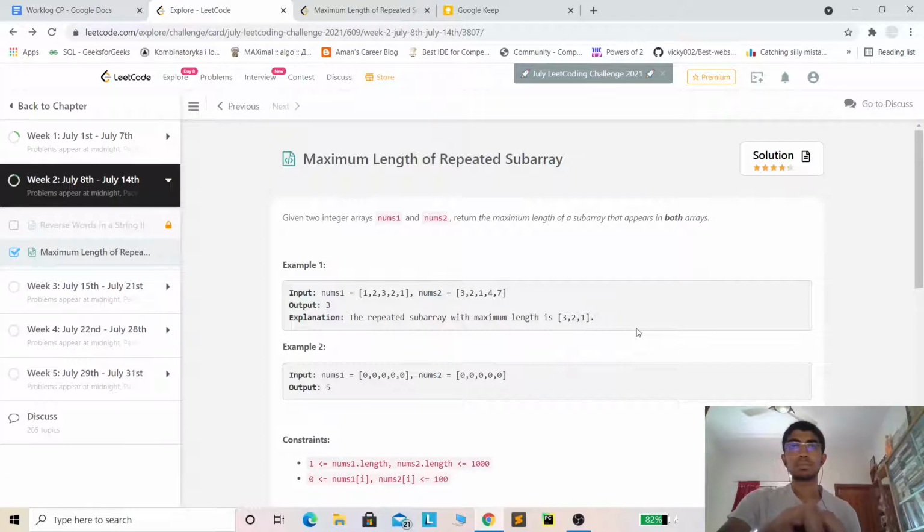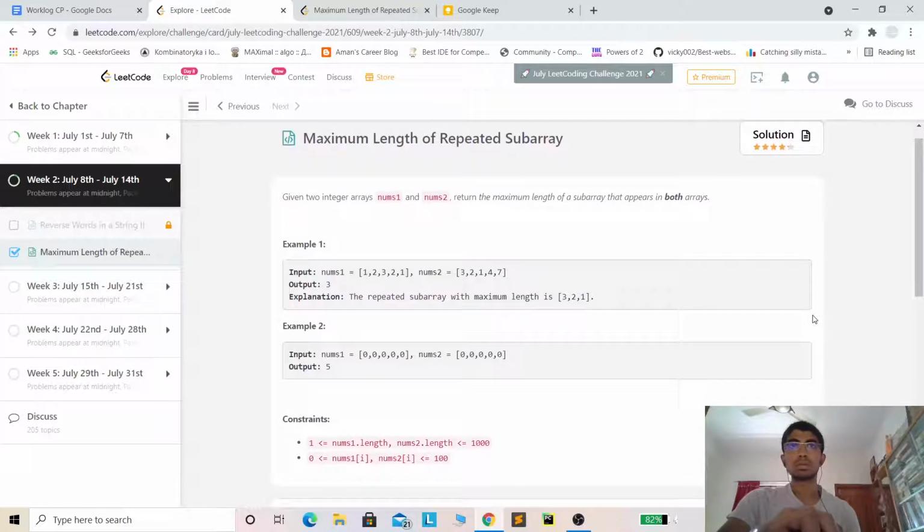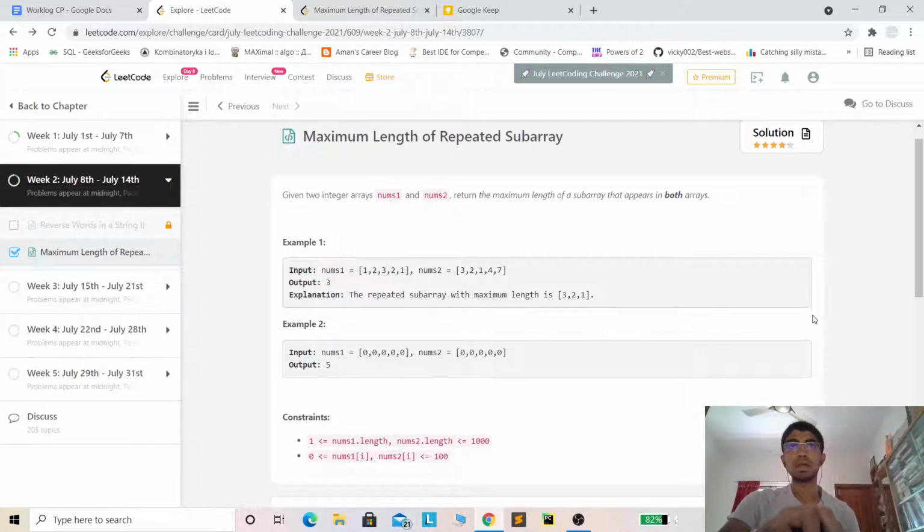So that's the question, and first we'll start with the brute force approach. In the brute force approach, we'll try to determine if each position in the first array could be the starting position of the longest common subarray or not. So for each position, we'll try to brute force and check if it is the longest subarray or not. So the time complexity will be like O of m into n into minimum of m comma n.